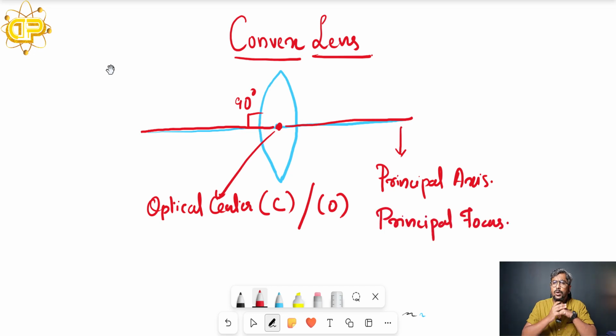Now, a very important term, that is the principal focus. Here you can also see that two surfaces are there, so definitely there will be two foci. You can pronounce it as foci or focuses. So you have two foci. Why? Because two surfaces are there. Whereas in mirrors only one reflecting surface is there, so there is no issue of two foci. But here you need to deal with two foci, and so we'll study the principal focus in detail right now.